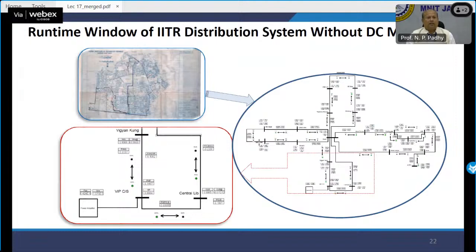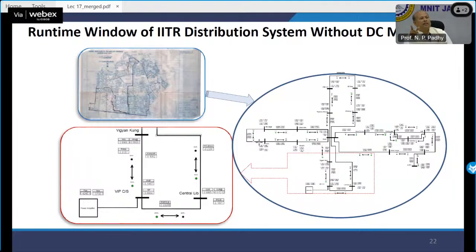So this is the diagram we have drawn in due course of time. But could you see the top one? It is the IIT Roorkee sketch. So how did we get that sketch? There was a paper lying around for the last 30, 40 years. We have taken a photograph of that sketch, and that is my distribution system.